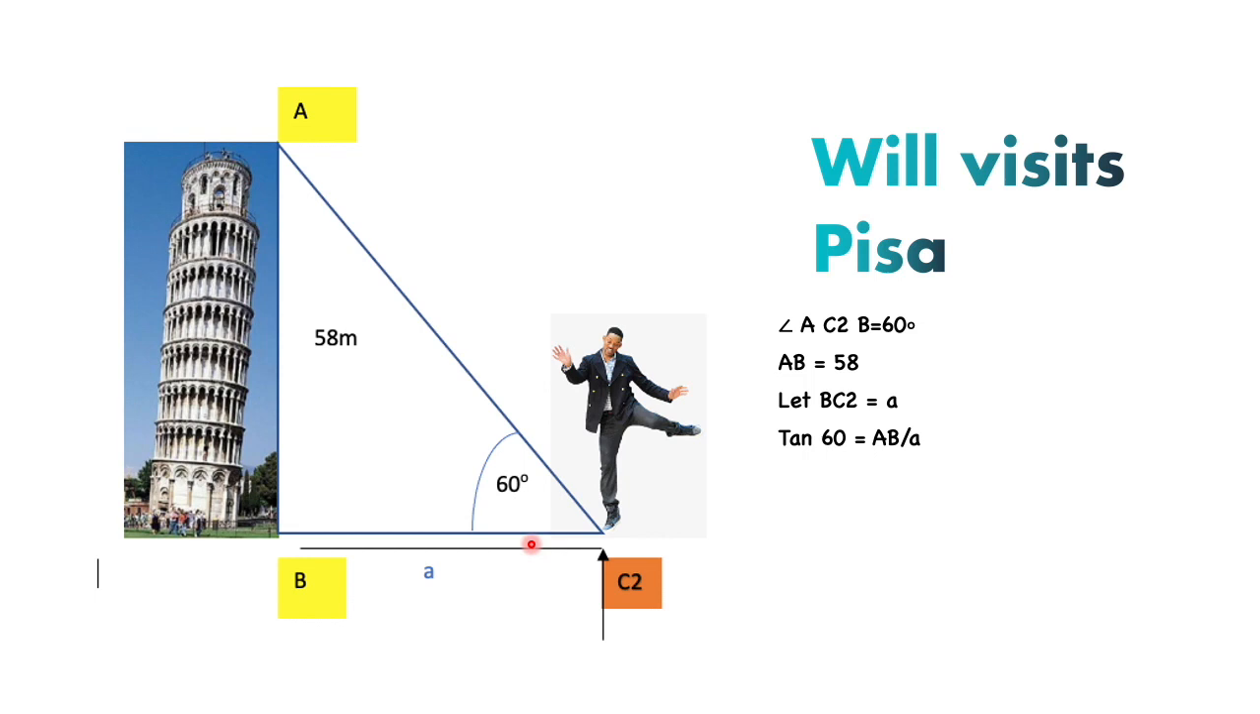If you put tan 60 into your calculator, so press the tan button, key in 60 and press equals, you'll see that tan 60 equals the square root of 3. So the square root of 3 equals AB divided by A. We know that AB is 58 meters, so the square root of 3 equals 58 divided by A. And if you change that around, you'll see that 58 divided by the square root of 3 equals A. So A equals 33.49 meters.